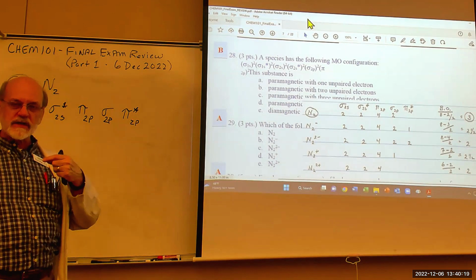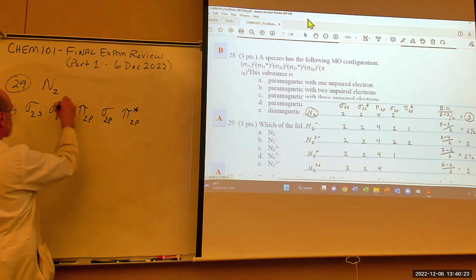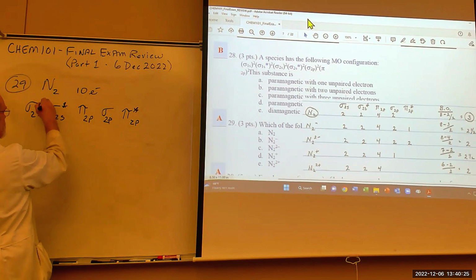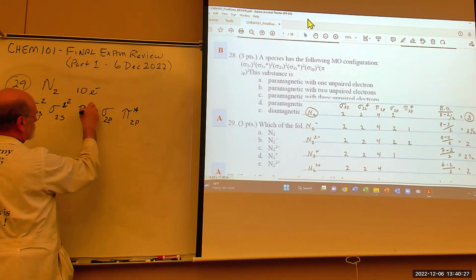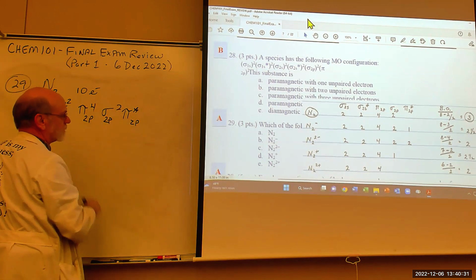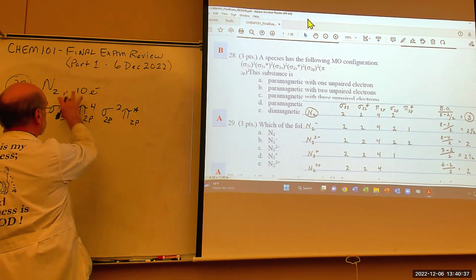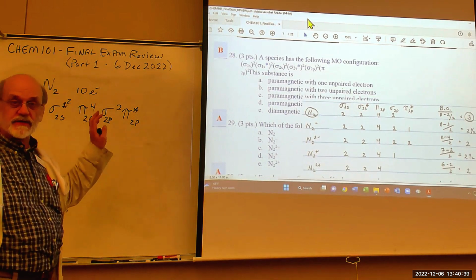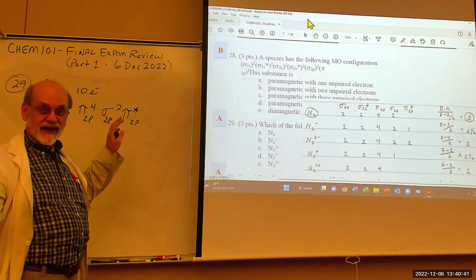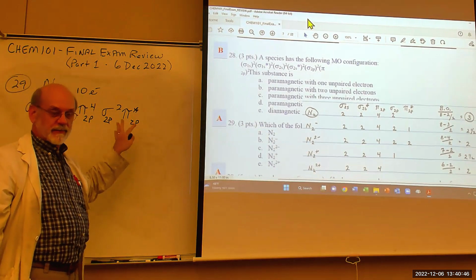Because nitrogen has 5 valence electrons each, which is 10. We need 10 electrons placed. 2, 4, 6, 8, 10. Okay? So we didn't even use this one for dinitrogen, but we're going to leave it up there because if we're going to make a negative ion, we're going to have to start putting electrons in that orbital. So I'm going to leave it up there.